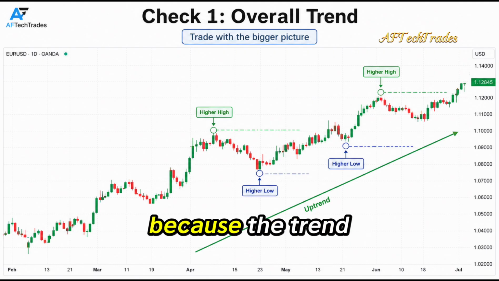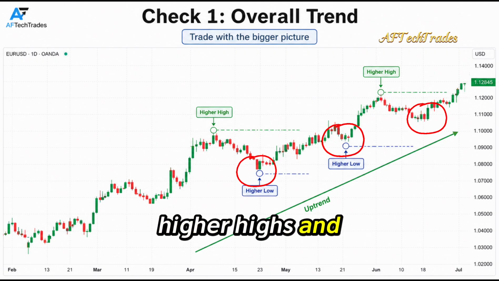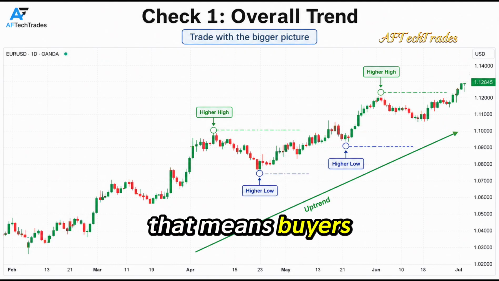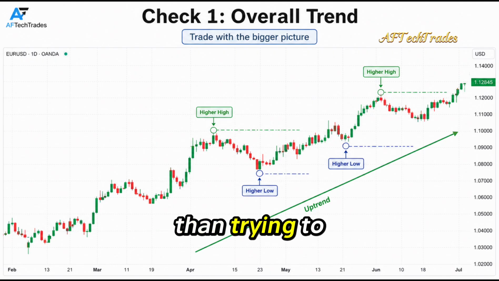This is important because the trend gives you the bigger picture. If price is making higher highs and higher lows, the market may be in an uptrend. That means buyers are mostly in control, and buying pullbacks may make more sense than trying to sell every small drop. If price is making lower highs and lower lows, the market may be in a downtrend.